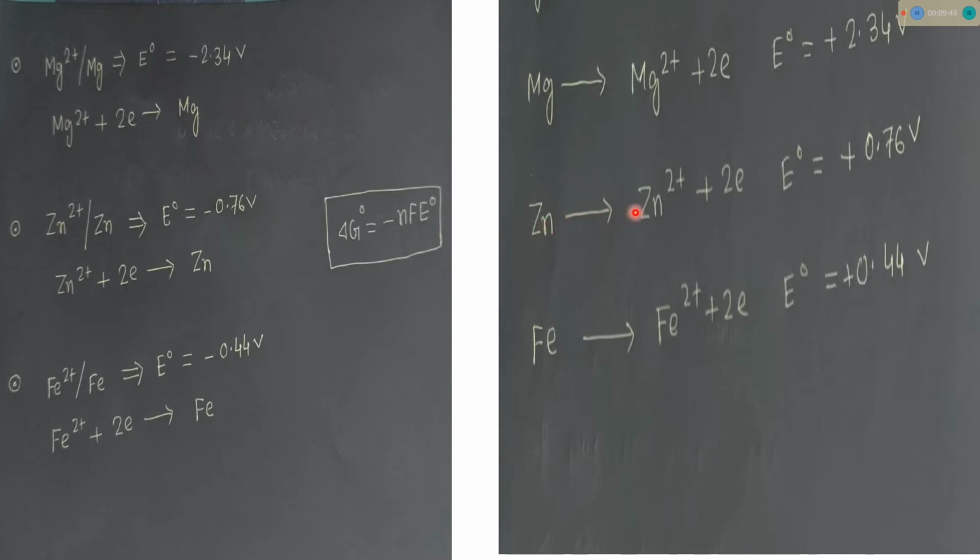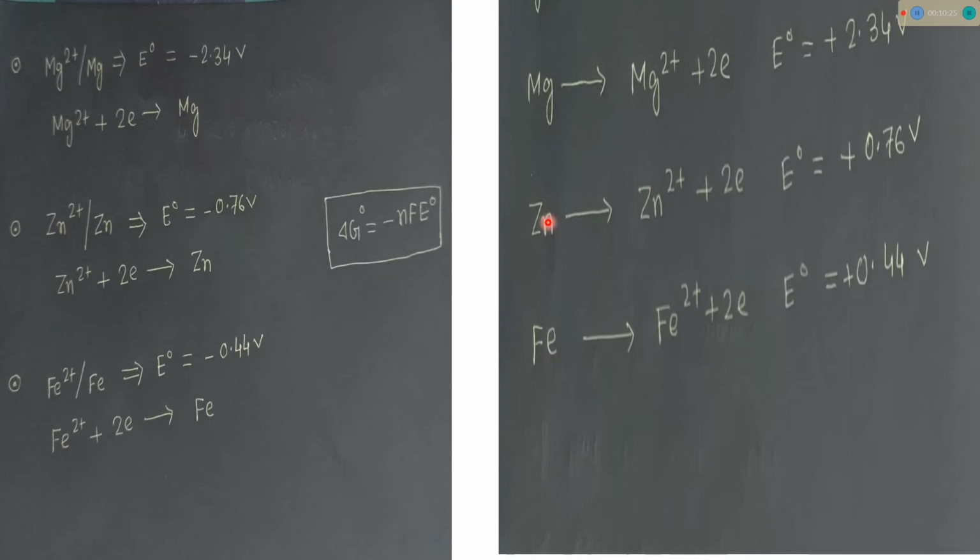So zinc is oxidized readily and the 2 electrons released by zinc will be taken up by Fe2 plus, which transfers to neutral Fe. So we can say zinc also reduces Fe2 plus to Fe. Magnesium reduces both Zn2 plus and Fe2 plus to their corresponding neutral analogs. Zn reduces only Fe2 plus to Fe.